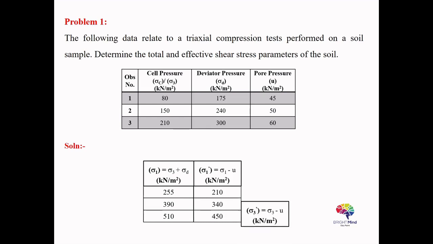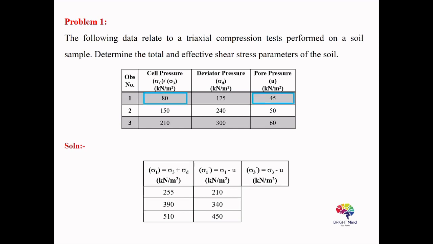And we'll also find the effective minor principal stress value, that is sigma 3 dash, which can be obtained by deducting the pore pressure from the value of cell pressure. So for the first trial, we get that value as 35, and for the remaining two trials, we'll get the values as 100 and 150 kilonewton per meter square respectively.